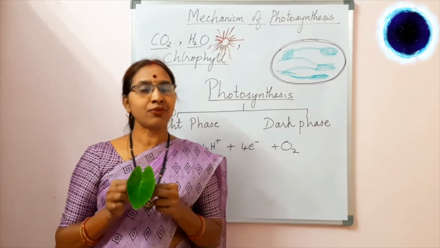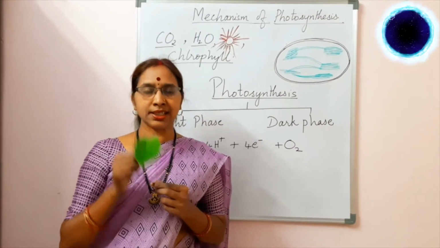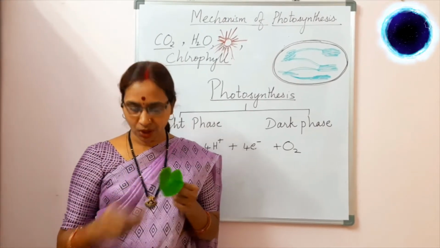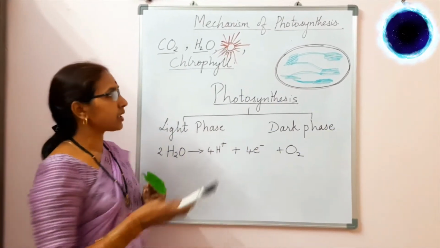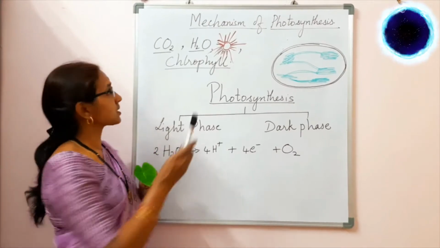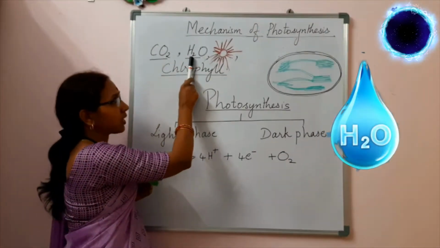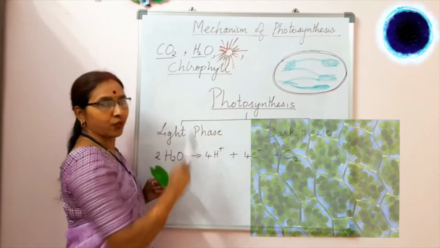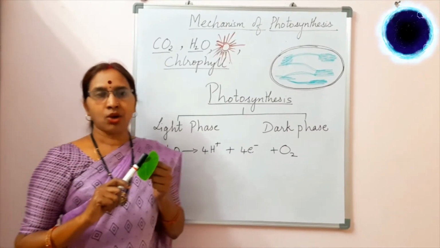Same way, the leaf also requires certain ingredients. Here we don't call them ingredients, we call them raw materials. The raw materials required for photosynthesis are carbon dioxide, water, sunlight, and chlorophyll. These are the raw materials.